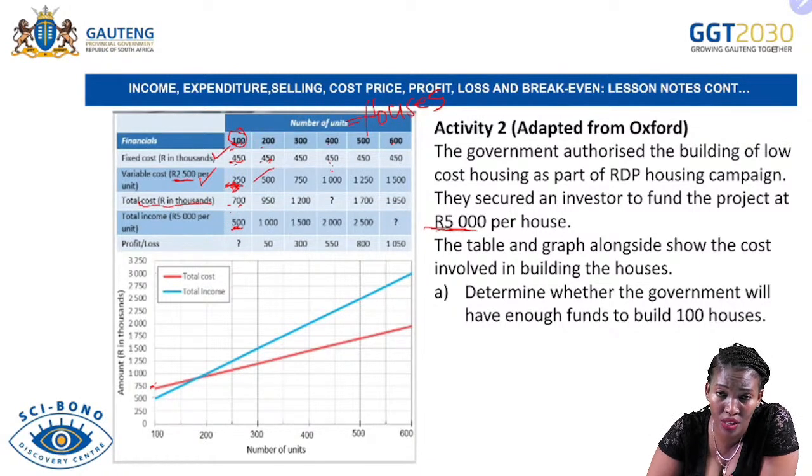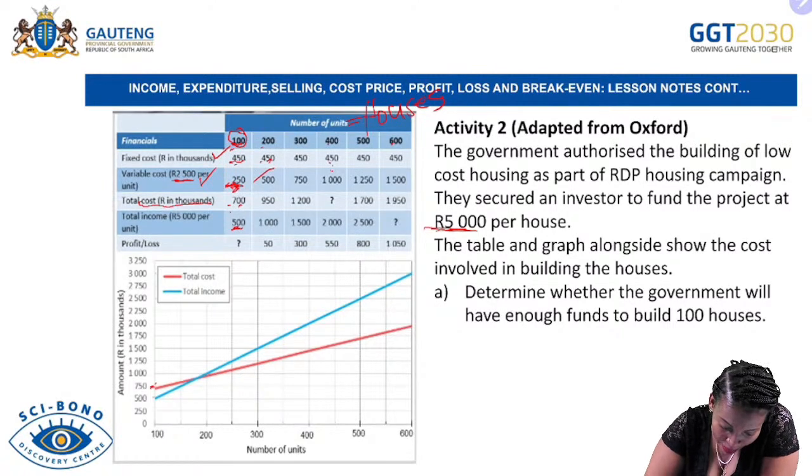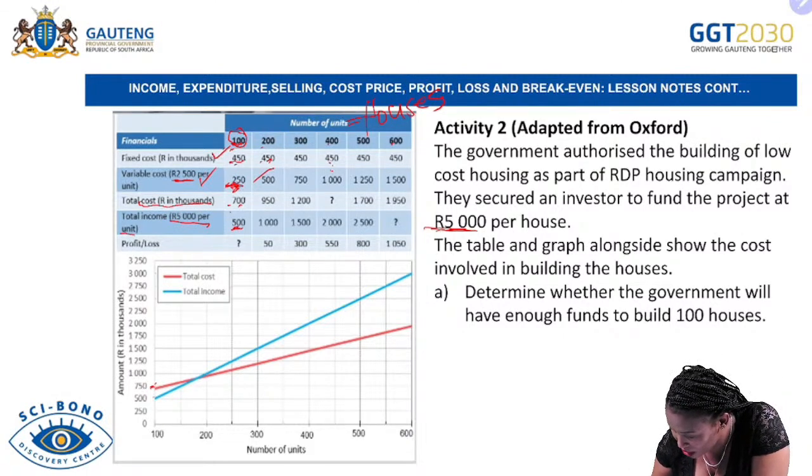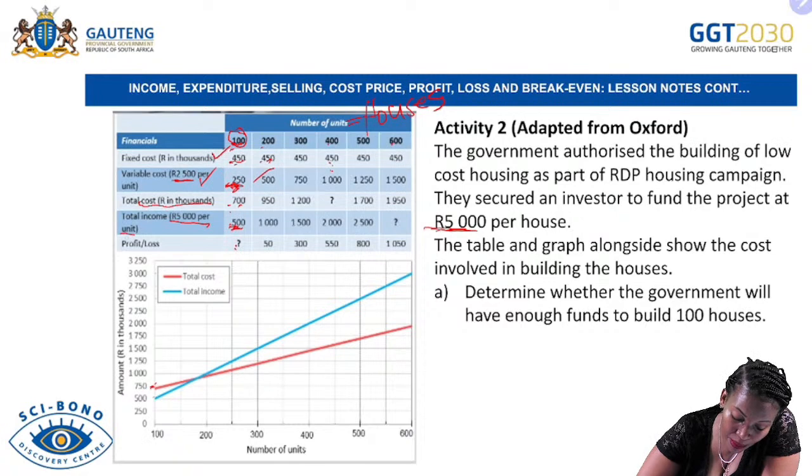Where is the 500 coming from? So you will take this 100 units, you say 100, multiply by the 5,000 rand per unit. Multiply by 5,000 per unit. It gives me 500,000. So it means this 500 here is actually 500,000. And then we have a question mark here. Is this business making a profit or a loss?